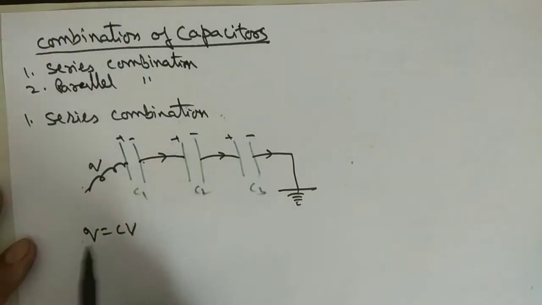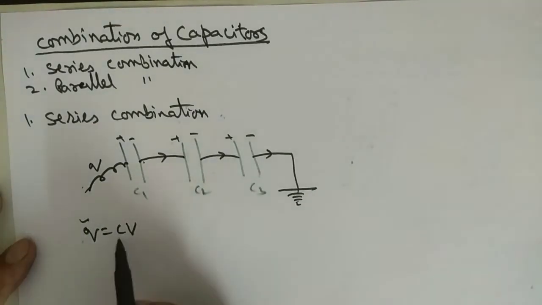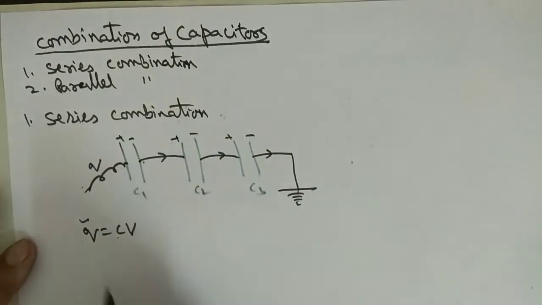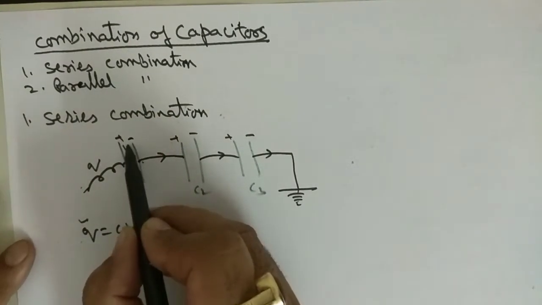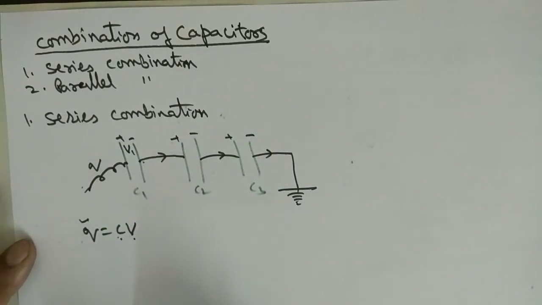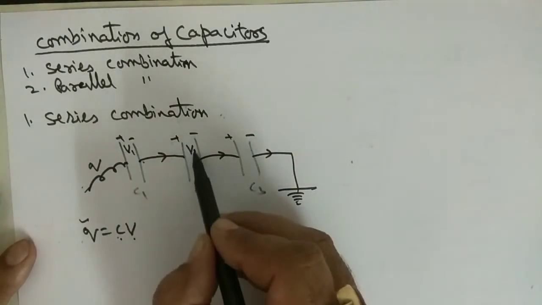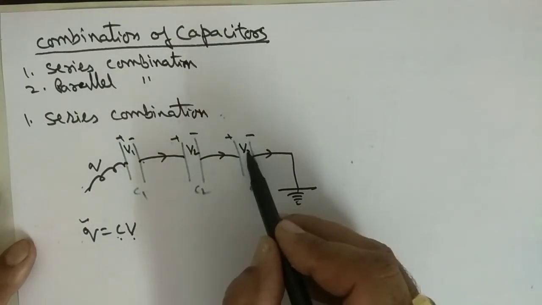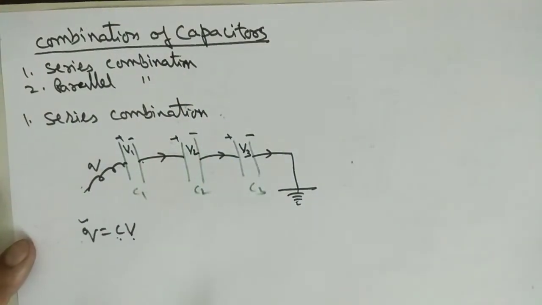Or if we take the Q constant, in that case C is inversely proportional to V. Okay, means both will depend mutually on each other. Now the potential difference will change because the C is changed. So here the potential difference between the plates of the first capacitor is V1, between the plates of the second capacitor V2, and between the plates of the third capacitor, suppose it is V3.